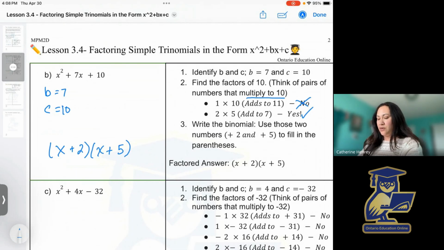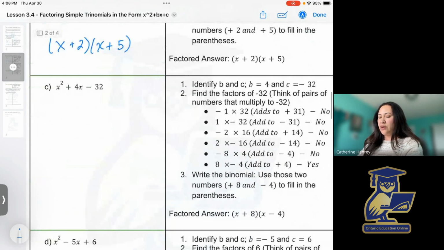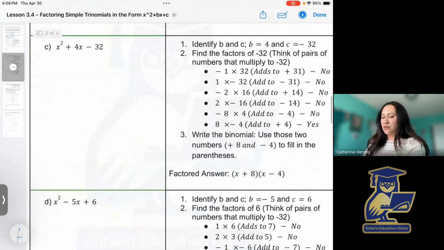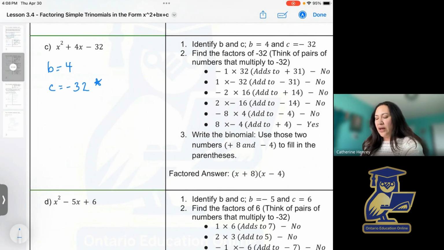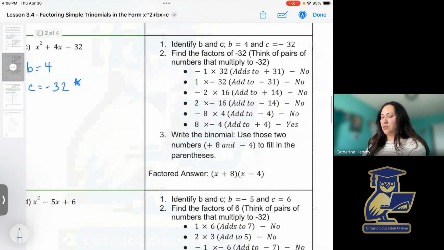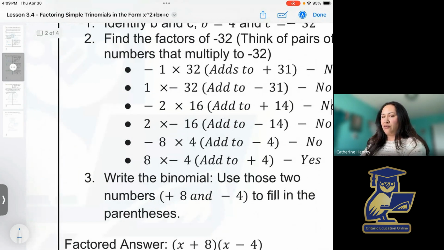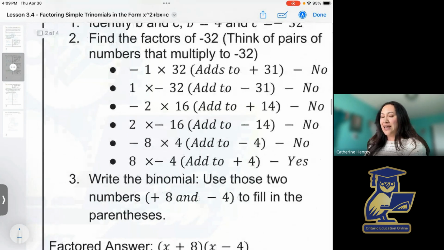All right, so we'll keep going. x squared plus 4x minus 32. b is equal to 4, and c is equal to negative 32. Now when c is negative, we have to consider that there are a couple of different options for each pair of numbers. So for example, if we look closely, remember c is negative 32.